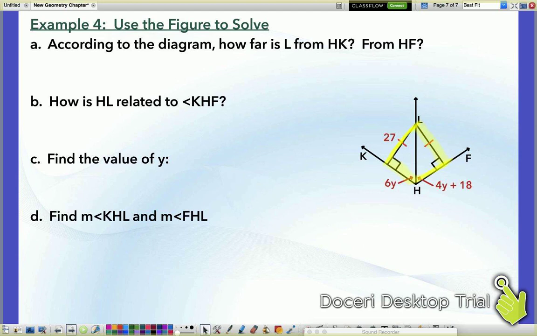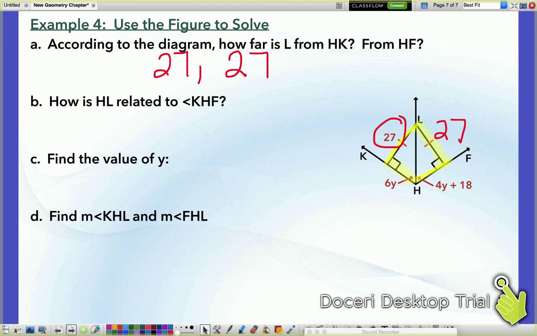Okay, this is not trying to be confusing. Some people get a little confused at this part. But what's the length of L to KH? They give it to me right here. 27. Okay, well, I know that's congruent. So from HF, it's also 27. Okay, not trying to be tricky. It's just as simple as that.